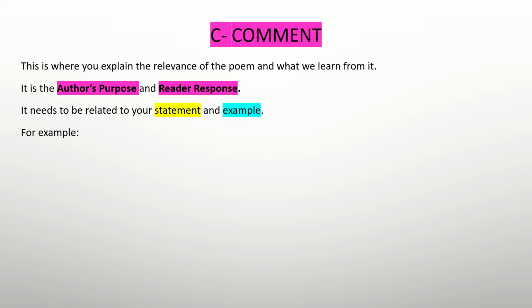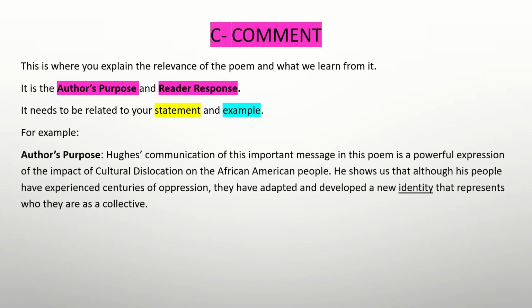So remember, you don't have to write down the example, but just to show you, the author's purpose: Hughes's communication of this important message in this poem is a powerful expression of the impact of cultural dislocation on the African American people. He shows us that although his people have experienced centuries of oppression, they have adapted and developed a new identity that represents who they are as a collective.